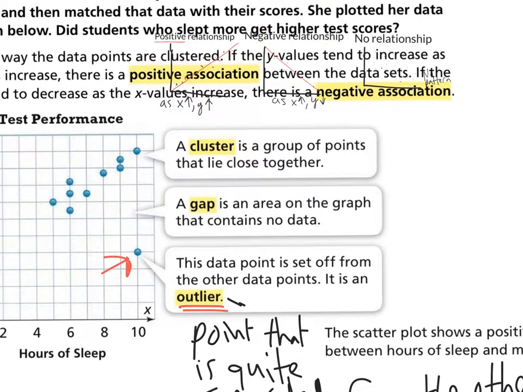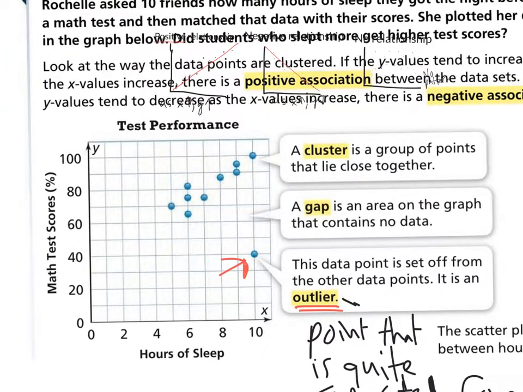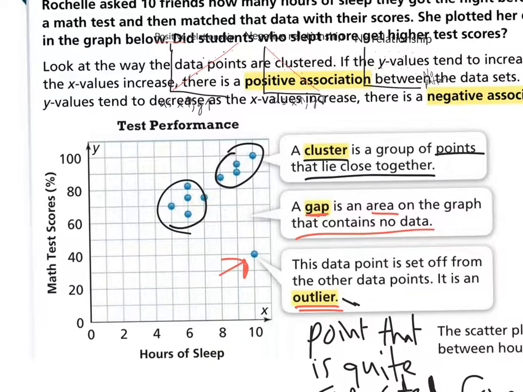A couple other definitions here. One definition also we can talk about is a cluster. So a cluster is points that lie close together. So if they're real close together, that's a cluster. So maybe we could say that's a cluster. Maybe this could be a cluster here. Okay. And then a gap is an area that contains no data. So like here, kind of in between here, we don't really have anything. So we kind of got a gap there.